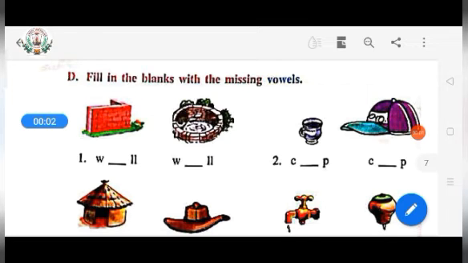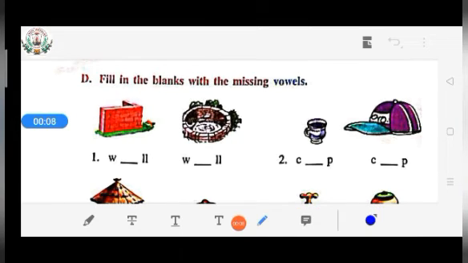Next one, D. Fill in the blanks with the missing vowels. Look at the first picture, children. W-A-double L, wall. W-E-double L, well. Second picture, C-U-P, cup. C-A-P, cap.